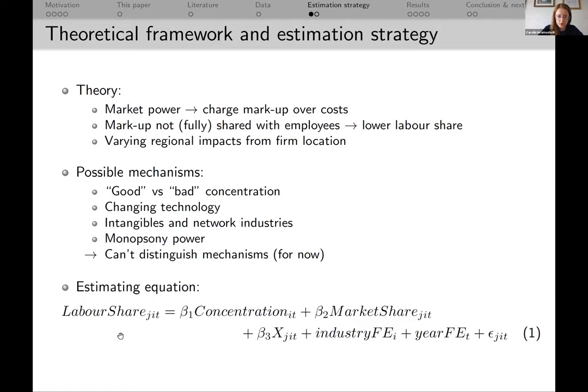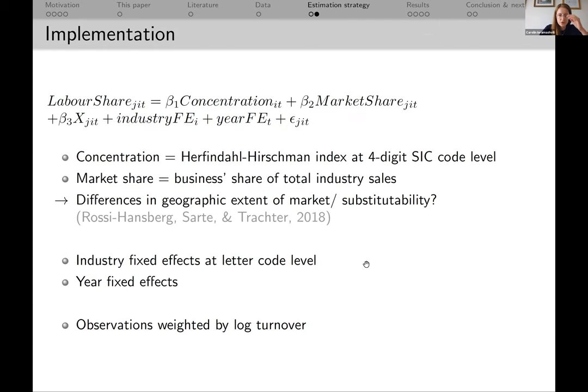So what I'm going to do is regress the labor share on industry concentration at the industry level, and also the market share of the firm, and then other firm-level effects, industry fixed effects and year fixed effects. As I said, I'm measuring concentration with the Herfindahl-Hirschman index. The market share of a particular business is just that business's share in total industry sales or turnover.